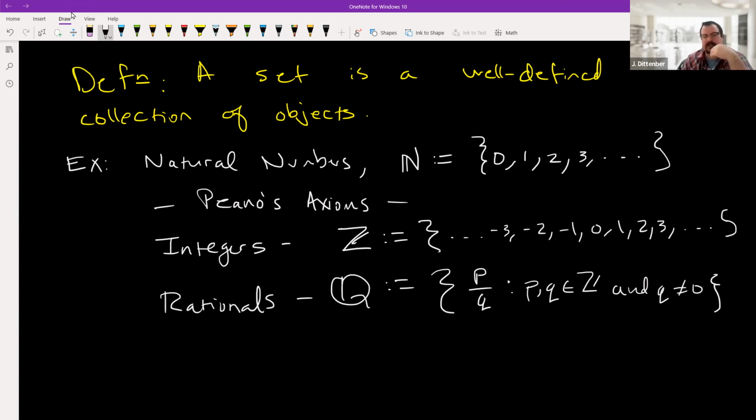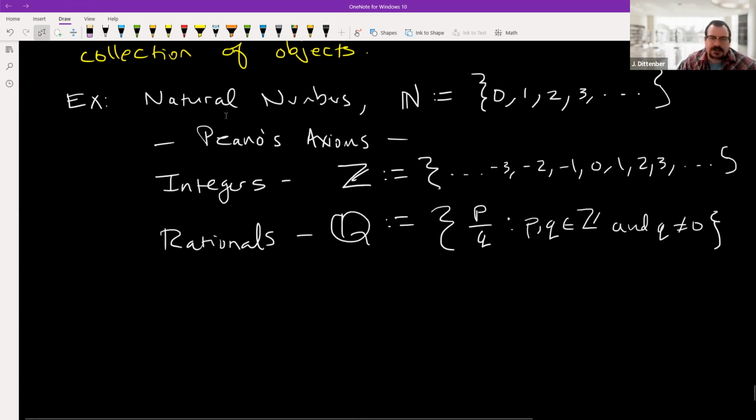Then we have the irrational numbers. In order to define the irrational numbers, I first have to have something called the real numbers. So the real numbers are, I'm going to define it like this. They're equal to, oh, I can't, because I don't know.